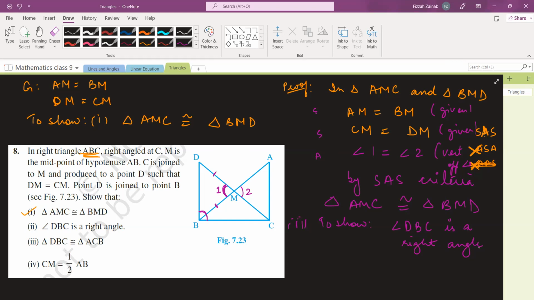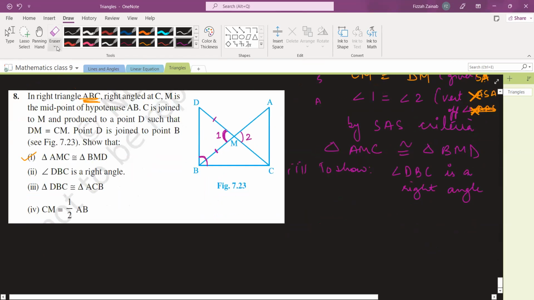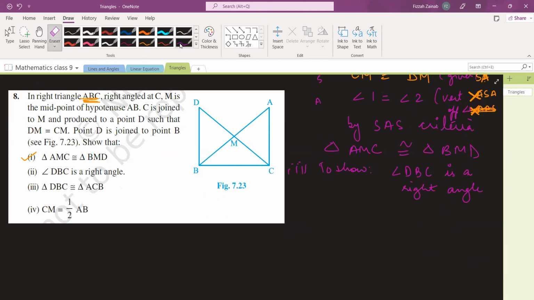Now, second part is important. See how we will do it. In your figure, I'm naming some angles. You also name them the same, otherwise you will get confused. So this was my angle 1 and this was my angle 2, right? This I'm calling 3, and this I'm calling 4. And this one is 5, and this one is 6. Is this understood? Yes, ma'am.